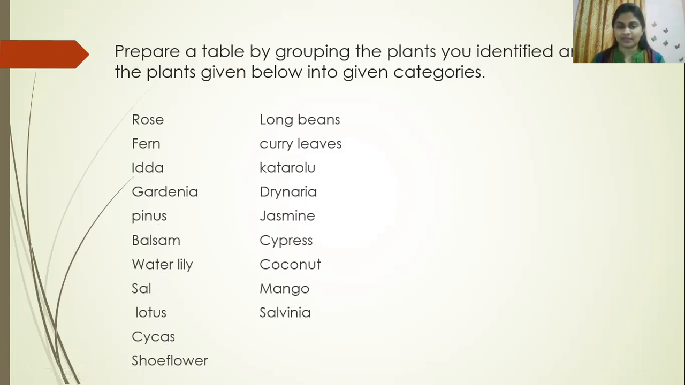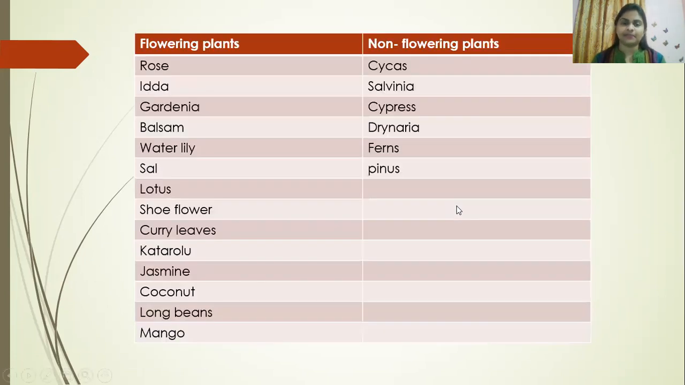Did you do that? Shall we check the answers? Here are the answers. You can tick the answers yourself. Flowering plants are categorized in this column, and these are non-flowering plants. The non-flowering plants are ficus, salvinia, cypress, drinaria, ferns, and pinus. All the other plants that we gave earlier are flowering plants. So you can see most of the plants that we see in our surroundings are flowering plants, right? There are fewer non-flowering plants.